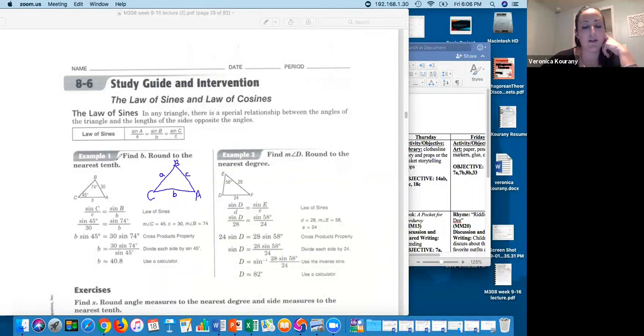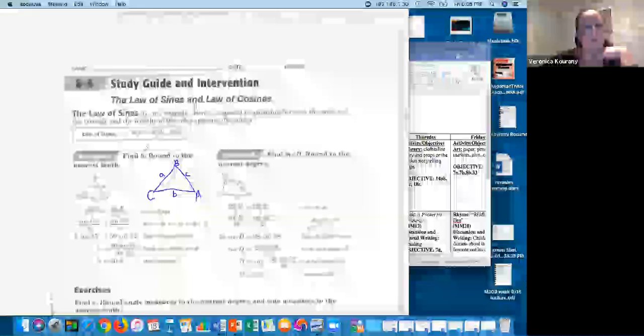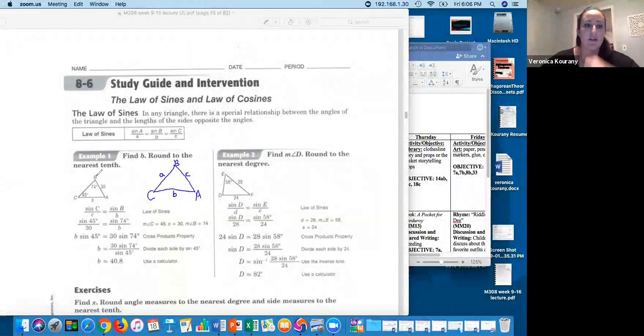Okay, so now looking at example number 1, we find B, rounding to the nearest tenth. So we have this triangle here with A, B, C. What they want to find is this little guy right here, B. So you have the angle, but now you want to see what else is given to you. You see that C has the angle here and has its opposite side. So therefore, you can set up the ratio in order to set up a proportion.